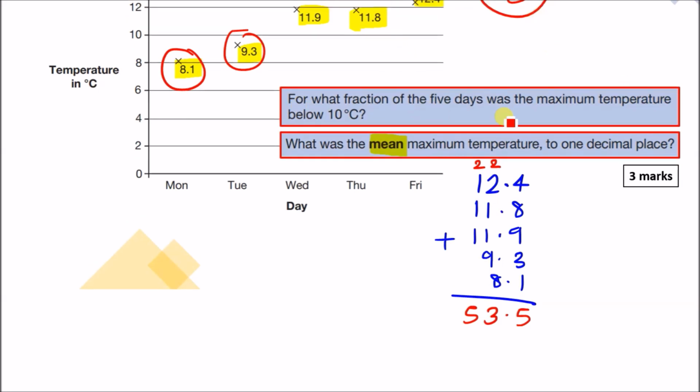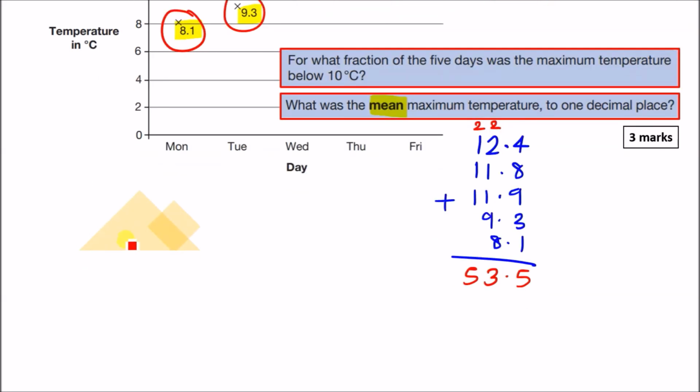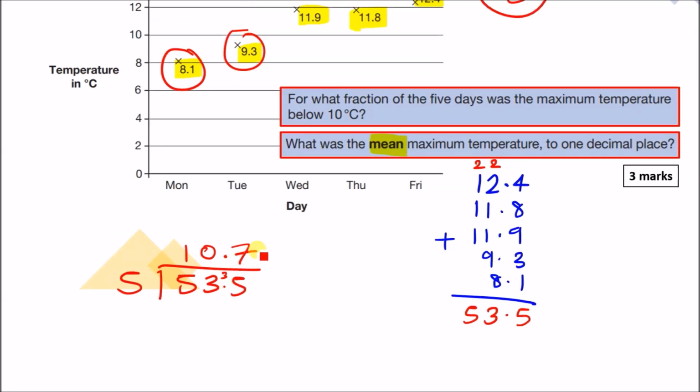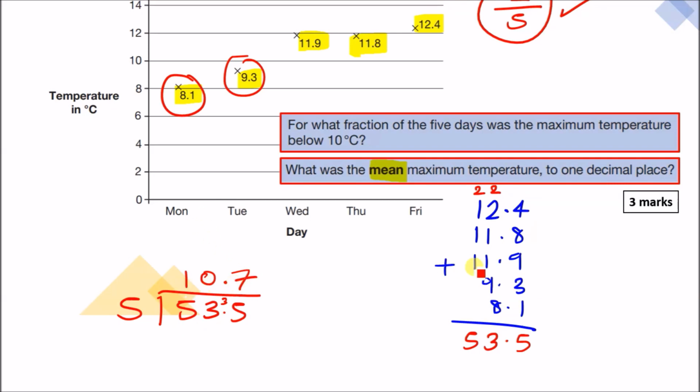Now the mean wants us to divide that by 5. So on the side, you've got 5 into 53.5. I can already see it's going to give you a nice answer because the last number is 5. So 5 into 5 is 1. 5 into 3 you can't do, so 0 carry the 3. 5 into 35 is just 7. So that's it. The mean temperature was 10.7 degrees Celsius across 5 days. If you got this all right, you're going to get 3 marks in total.